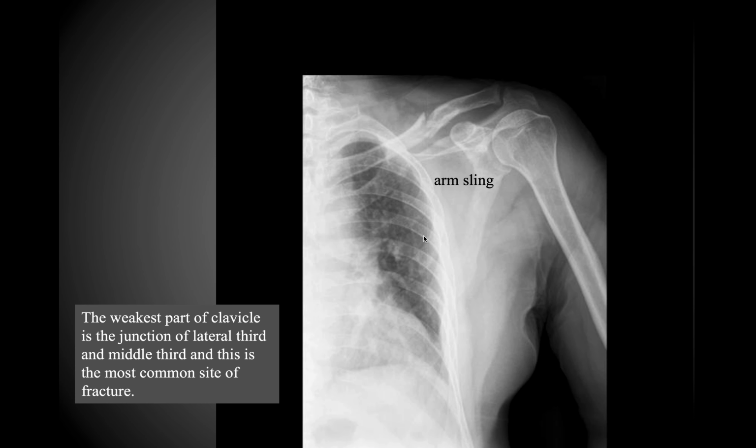All right, so you probably recall from gross anatomy that the weakest part of the clavicle is going to be the junction of the lateral third and middle third of the clavicle, and this is actually the most common site of clavicular fracture. It's the weak point, and so it makes sense that that's going to be the most likely place that someone's going to fracture their clavicle.